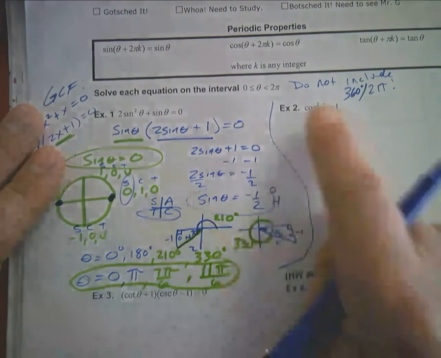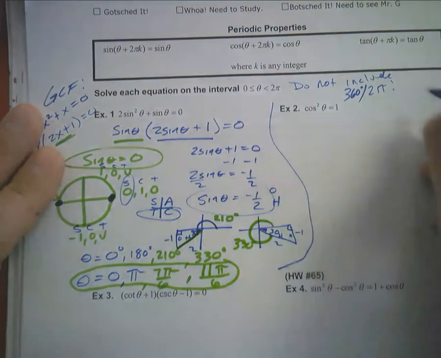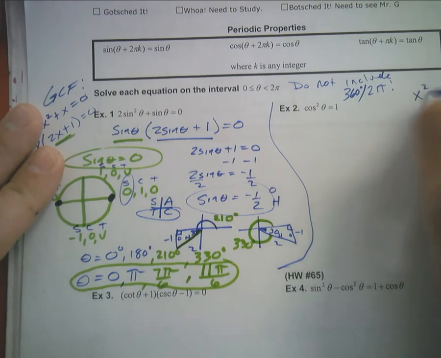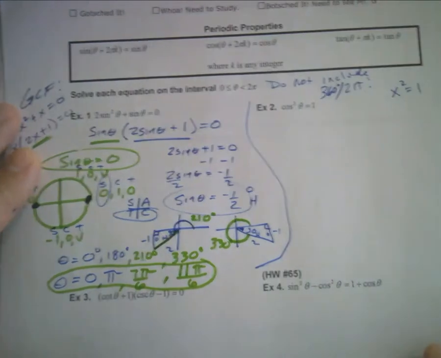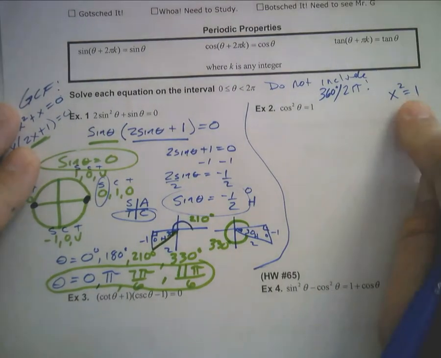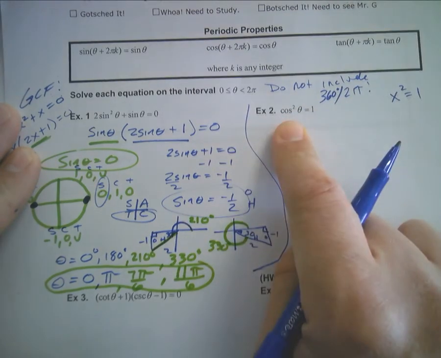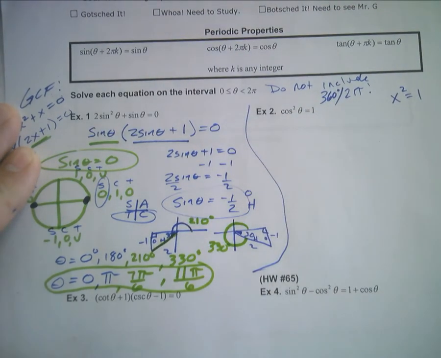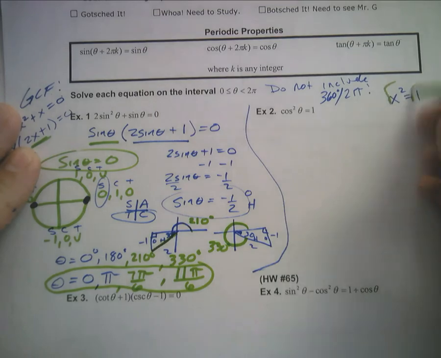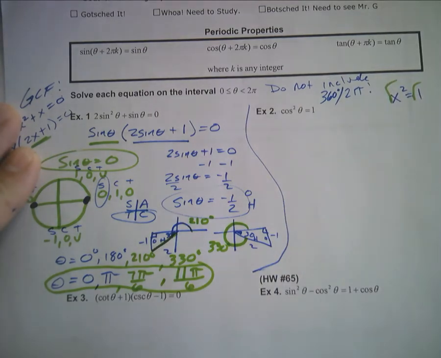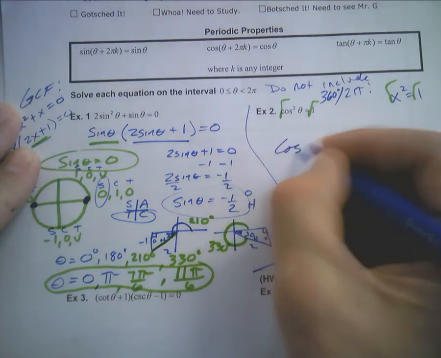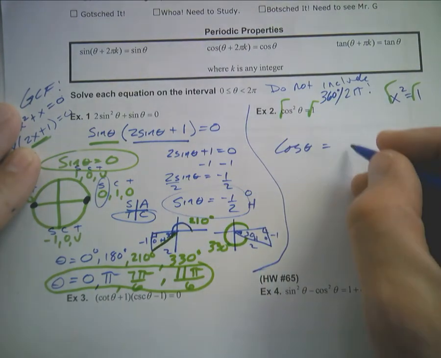So as I take a look, I've got cosine squared equals 1. Well, that's like x squared equals 1. How would you solve something like this and then apply it to this? Yeah, you can just square root both sides. All right. So I'm going to go ahead and square root both sides. And I get cosine of theta equals the square root of 1 is 1.